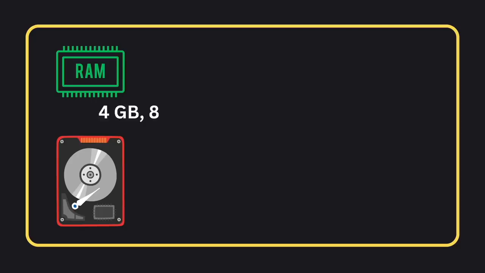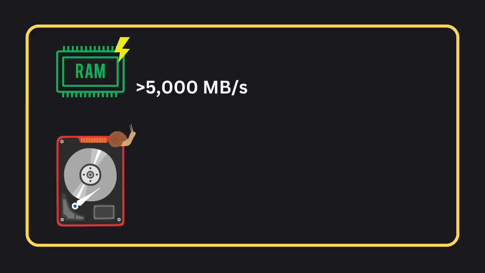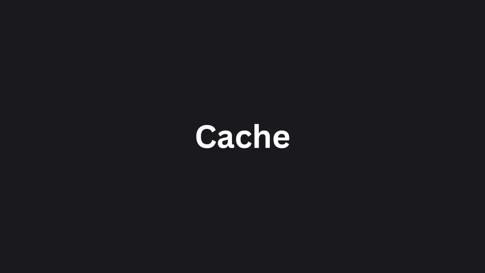In terms of size, RAM ranges from a few gigabytes in consumer devices to hundreds of gigabytes in high-end servers. Their read-write speed often surpasses 5000 megabytes per second, which is faster than even the fastest SSD's disk speed. But sometimes even this speed isn't enough, which brings us to the cache.